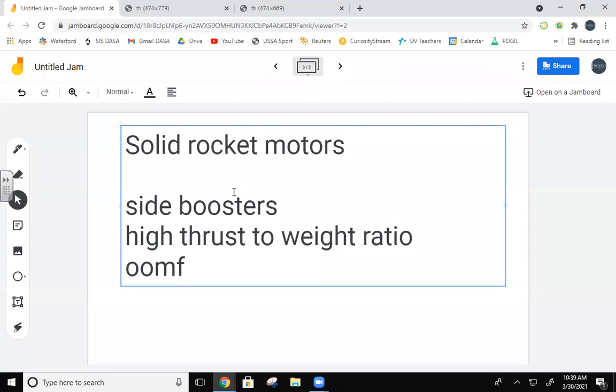You can use different chemistries for solid rocket boosters. Most of the time you can use black powder, potassium nitrate, potassium chlorate, aluminum oxide, you can use all sorts of different stuff. You just get a feel for how powerful these are.